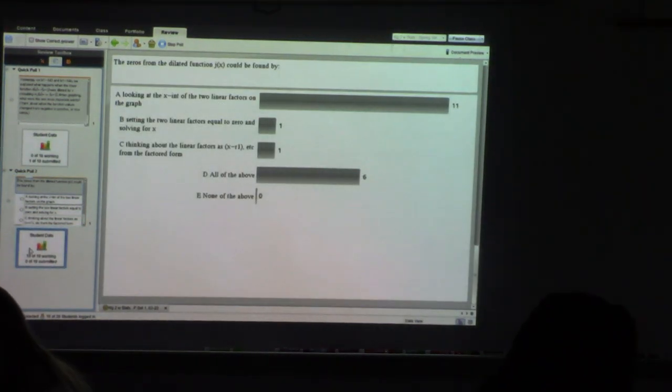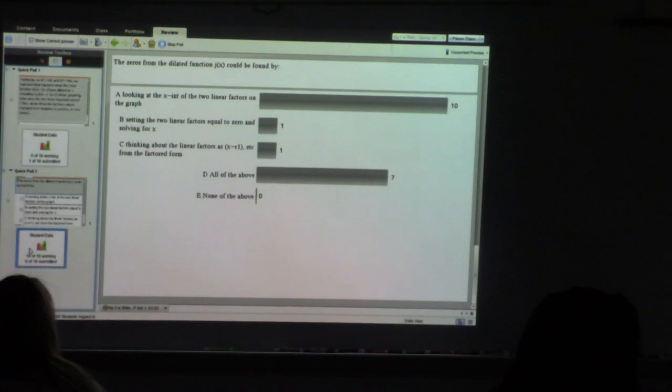Alright, so most people have answered by now. The zeros in the dilated function j of x could be found by looking at the x-intercepts of the two linear factors, setting the two linear factors equal to 0 and solving for x, thinking about the linear factors as x minus r1, etc. from the factored form, or D, all of the above. So, we only have one person who put B. Could you share with us what you mean by that?